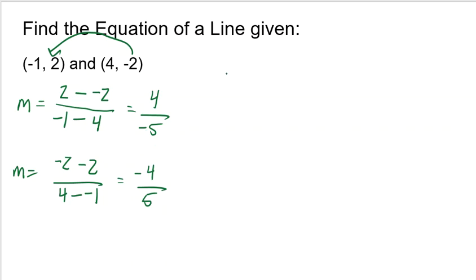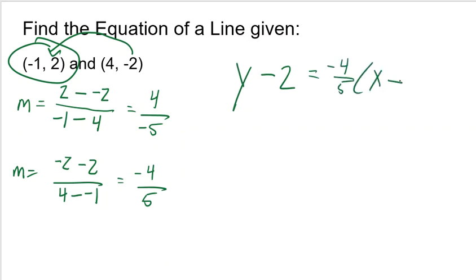Now, to get to point slope form, you just need 1 point. You don't need 2 points, just 1. So pick whatever point you want. I'm going to go ahead and pick this first point just because it was first. So it goes y minus the y value, which was 2, equals the slope, -4/5, times x minus the x value. Done. Easy.